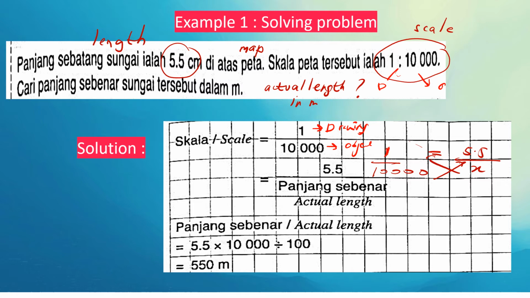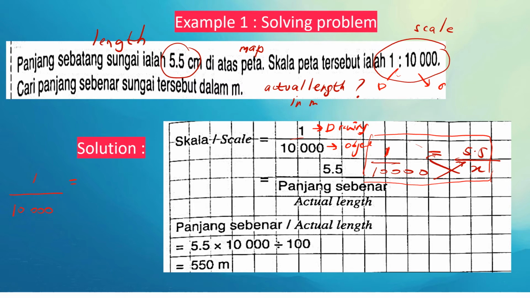So 5.5 cm on the map, and 10,000 down here refers to the object, which is the original length. Let's call it x. I'll write the proportion so it's easy for you to see. So 1/10,000, it's a proportion. 1 is the drawing.